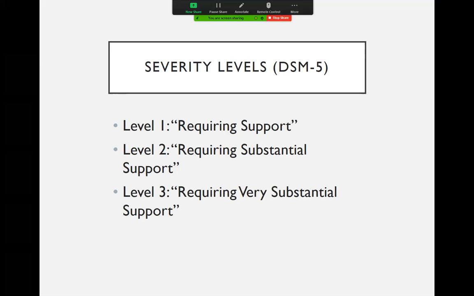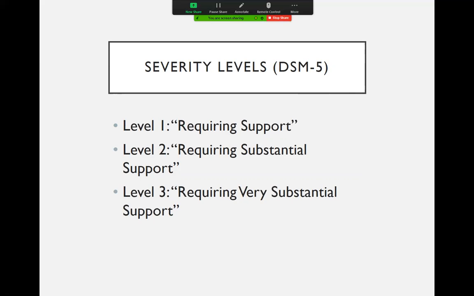Level 3, an ASD diagnosis that's listed as a level 3 diagnosis, requires very substantial support. Some individuals with a level 3 autism diagnosis have few words. Sometimes they have no words. They'll rarely initiate interaction, and will sometimes initiate some communication if it's to meet their needs, and may respond only to very direct questions or very direct social approaches.